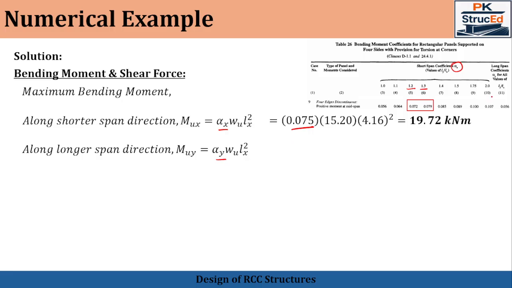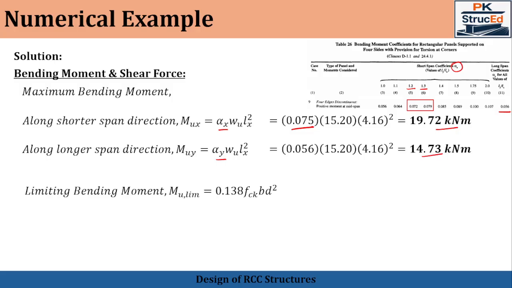Similarly, for alpha y, whatever the aspect ratio, it remains constant as 0.056. So that has been taken into account. So calculating the value of moment along the x direction as well as the y direction as 19.72 kilonewton meter as well as 14.73 kilonewton meter respectively, we can check whether these moments are within the permissible limit or not.